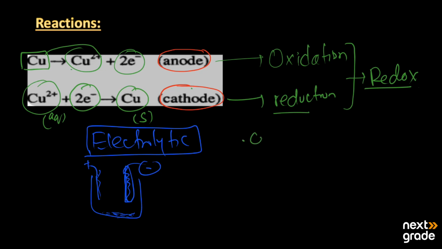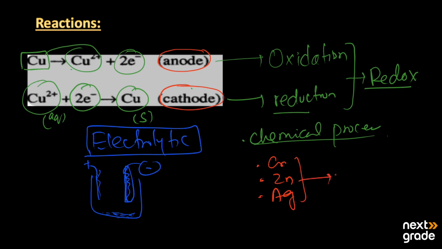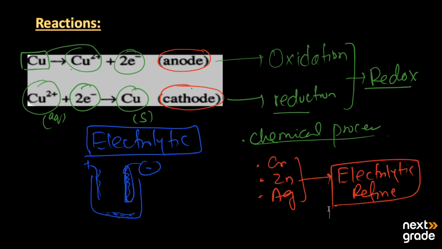Electrolytic refining is a chemical process. It can be used for different types of metals, like chromium, zinc, silver and others. So this is the simple electrolytic refining. Refining means we are going to convert the substance from impure to pure form.